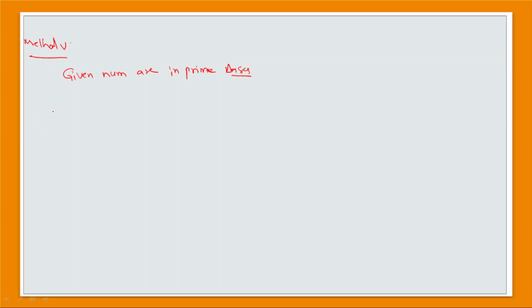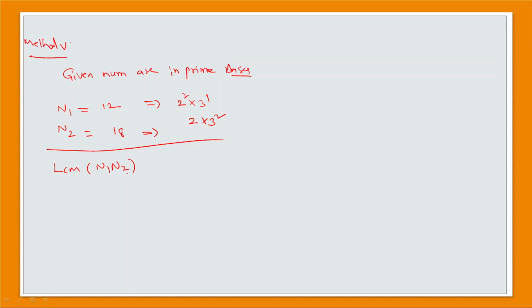So let us consider one example here. If n1 is equal to 12, this can be written as 2 square into 3 power 1, and n2 is equal to 18, this can be written as 2 into 3 square. So now I need to find the LCM of n1 comma n2 here.